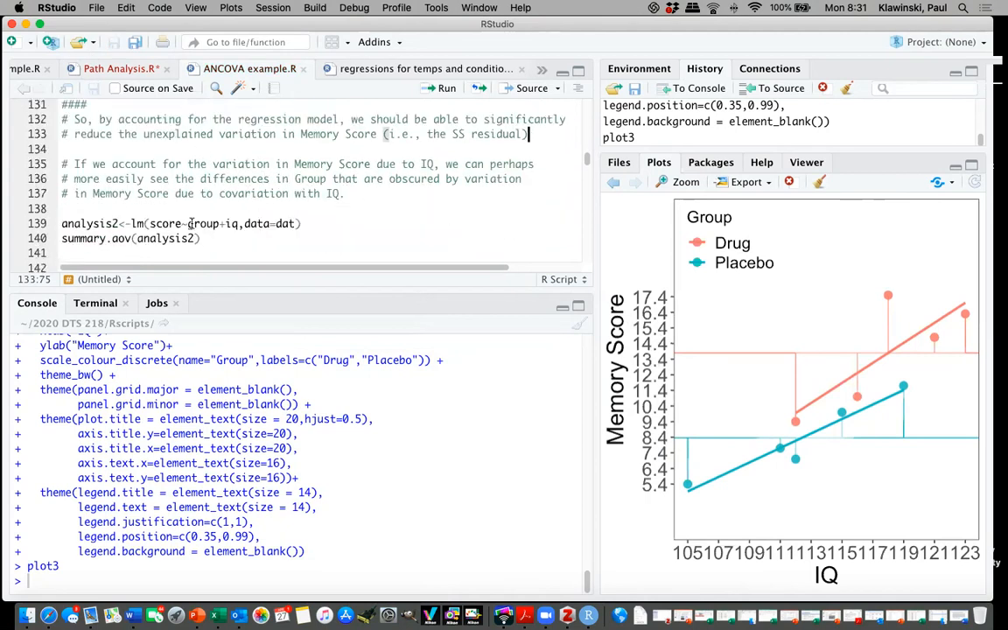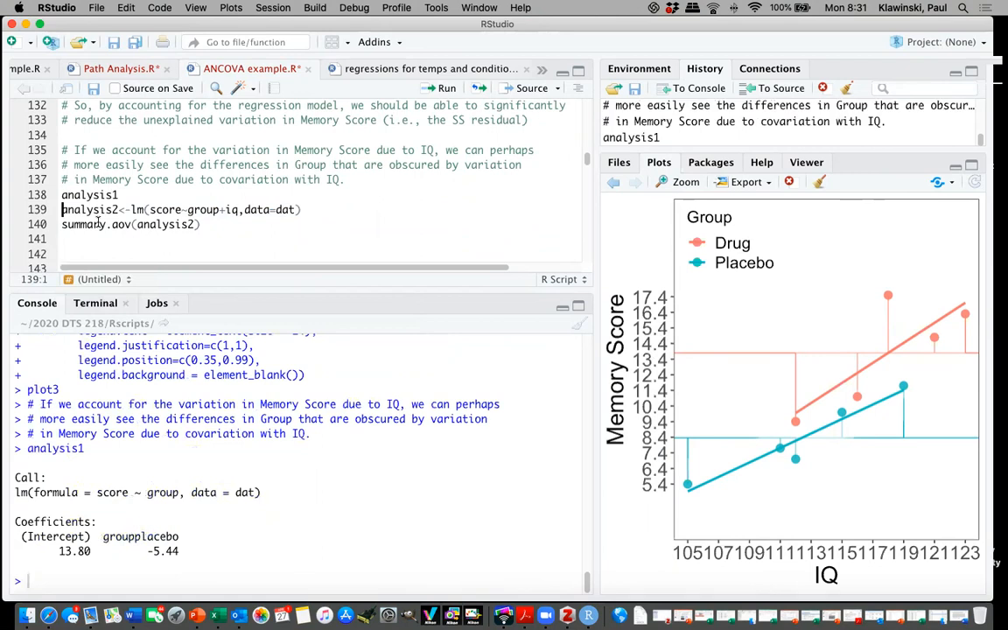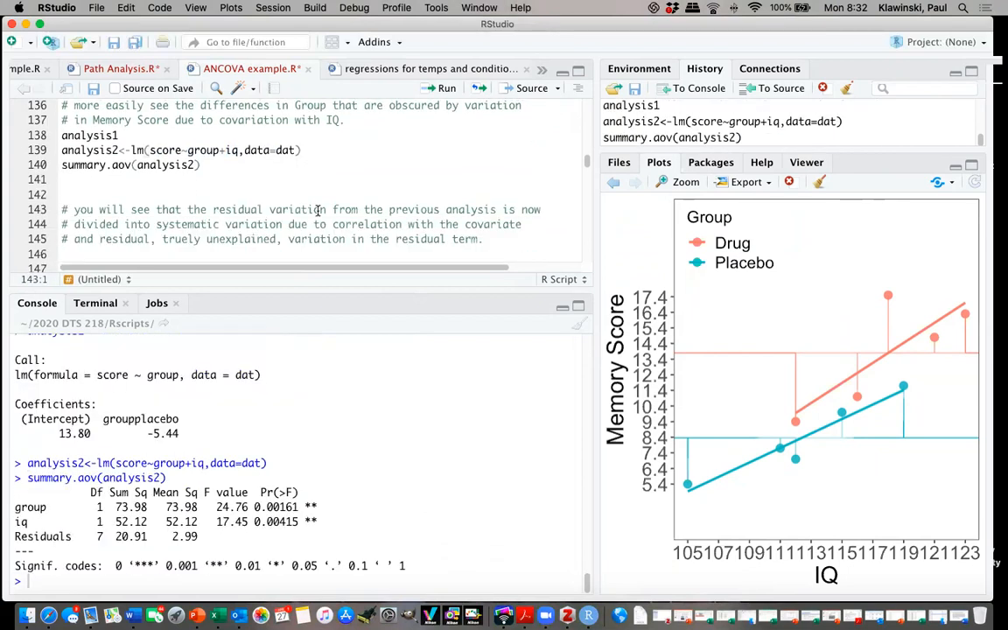So how we do this, we just alter our analysis code here. We have been working with analysis 1. The formula for analysis 1 is score as it's influenced by group on this data set. So now we're going to get score as it's influenced by both group and IQ. And when we do this, it gives us a different ANOVA table. It now has a group category, an IQ category, and a residual category.